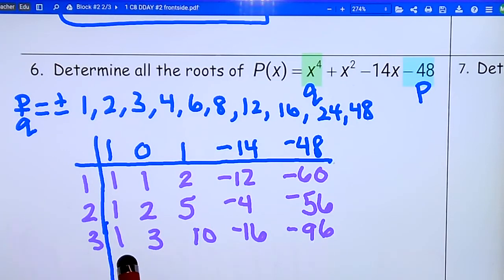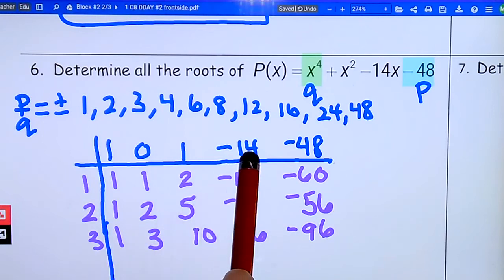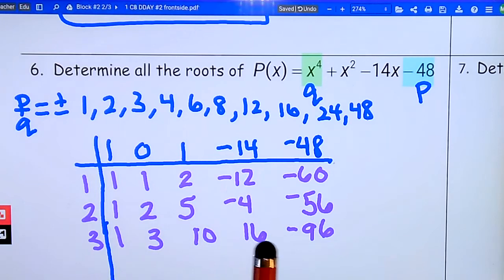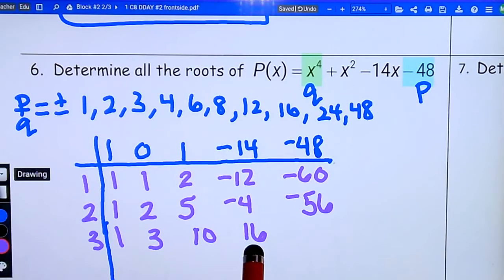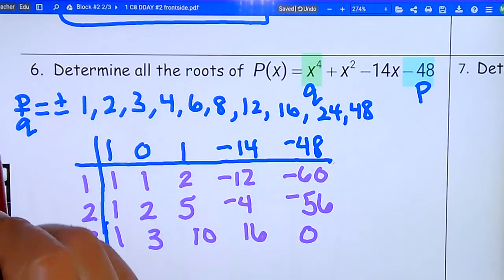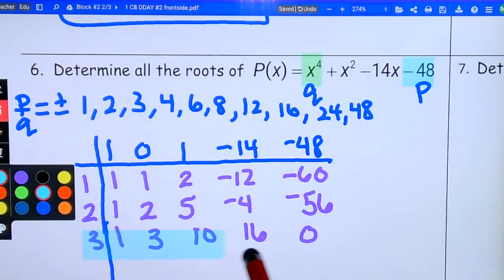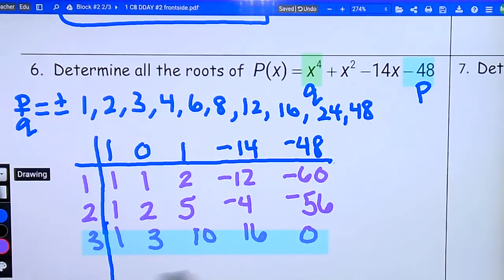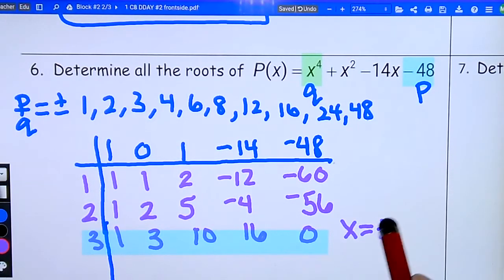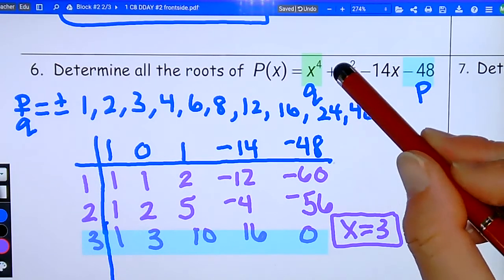And looking at this, I believe I missed a sign here. So here, let me just double check this. I think this should be a positive 16 because I had 10 times 3 is 30. 30 plus a negative 14 is a positive 16. And then 16 times 3 is 48, plus a negative 48 is 0. Okay, so I have to be careful with my signs there. Okay, so I did find a 0 right here. Okay, so I know that x equals 3 is 1 out of my 4 answers.